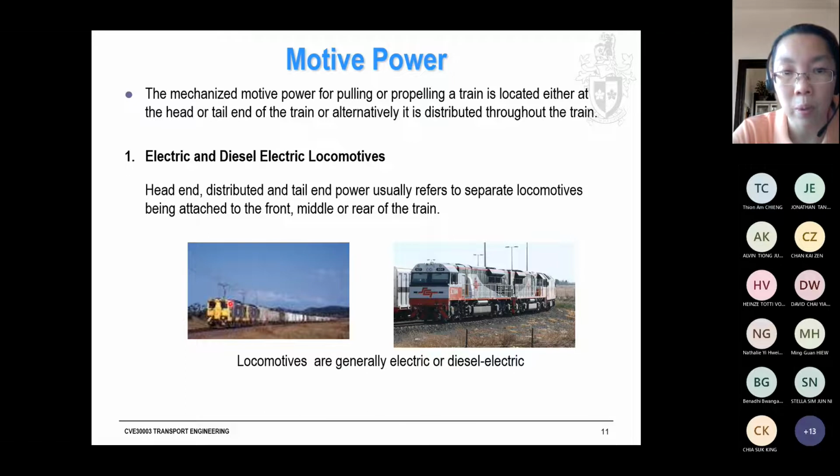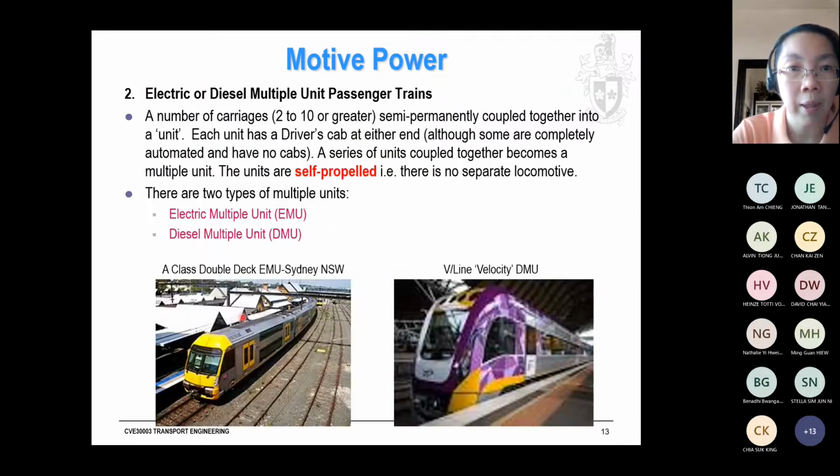Okay, so this will then move whatever it's carrying, and the carriages behind or in front of it will have the space for passengers and the space for goods, but they don't have any engine. So the engine comes from these locomotives. But unlike this type, the EMU or DMU type, each unit has its own engine, right?